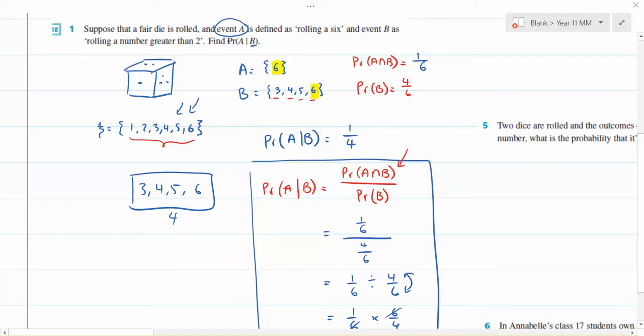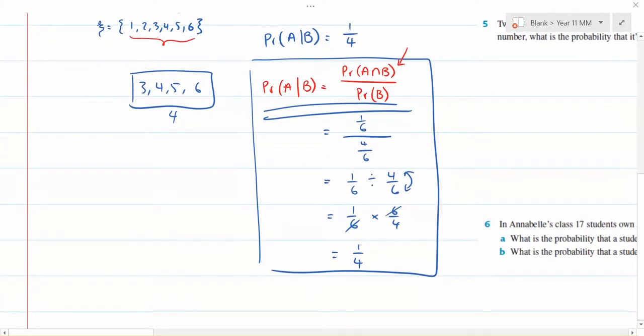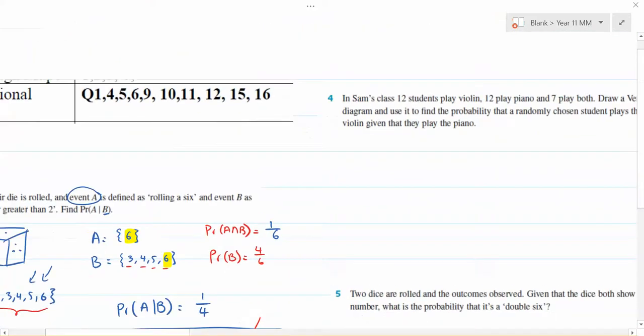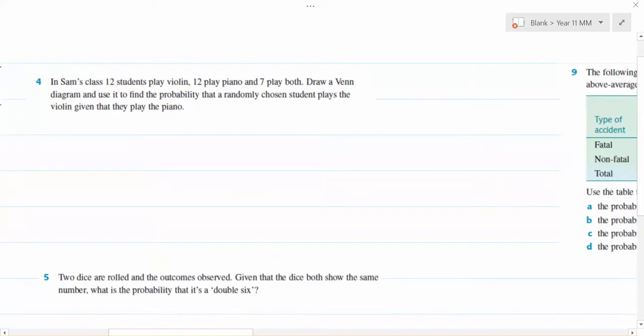Always try to think about what's the condition that happened first. Okay, get that around your head, then you don't have to memorize this rule and go through all these steps to get the answer. Okay, all right, let's try a second one now. I had question 4 on the list, so let's have a look. In Sam's class, 12 students play violin, 12 play piano, and 7 play both.